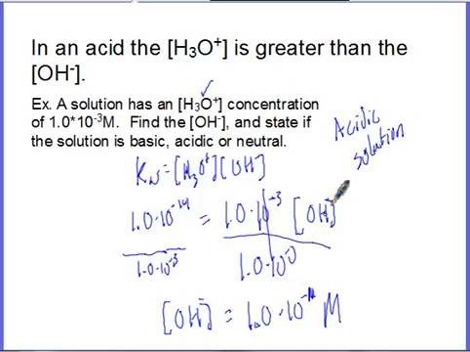So where this Kw comes in handy, and knowing the concentrations of hydronium and hydroxide, is we can find out if a solution is acidic, basic, or neutral just by knowing the concentrations of H3O plus and OH minus. So we set it up in this equation right here. Kw is equal to H3O plus times OH minus.